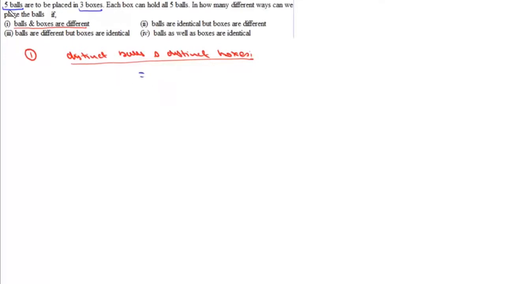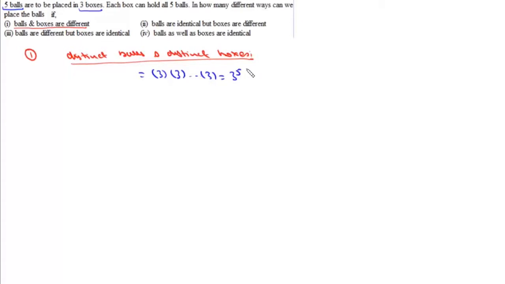Now for this first ball, we have 3 choices. So it can be put into any of the 3 boxes. So for the first ball, we have 3 choices. For the second ball also, we have 3 choices, and it'll be the same for the third, fourth and fifth ball. So the total number of ways in which we can put 5 balls in 3 distinct boxes will be 3 to the power 5.